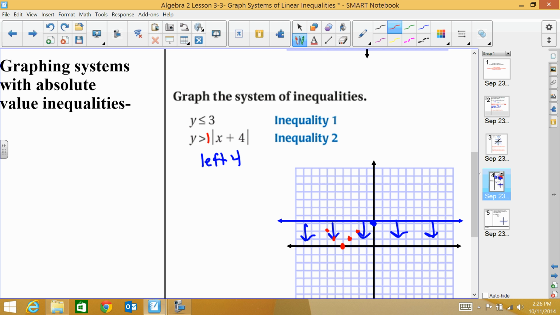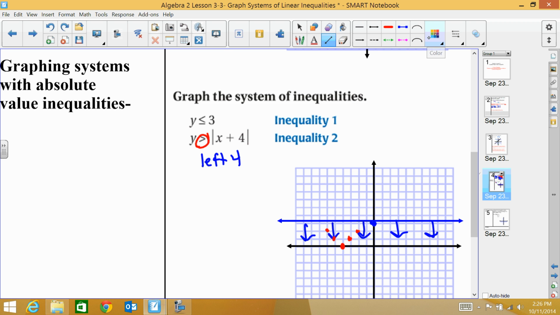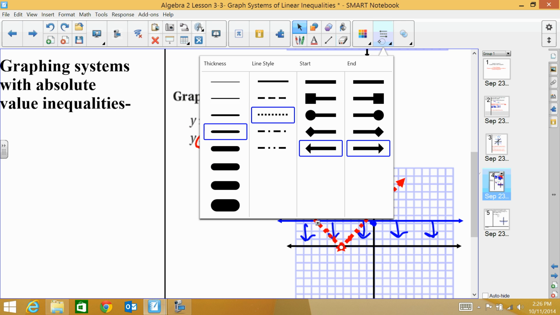And so from here, I need to decide if my line on my V is going to be dotted or solid. And since it is just greater than, and it doesn't have the equal to sign underneath, it is going to be a dotted line. So I'm going to have a dotted line here and here. And I probably should change those so that they are just ends on one side.